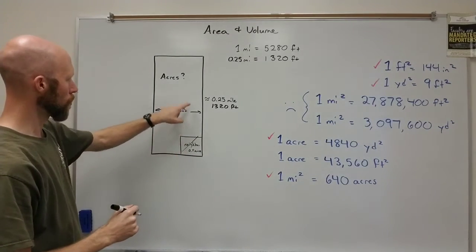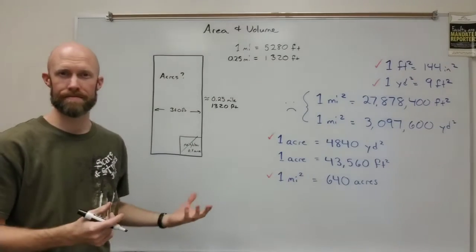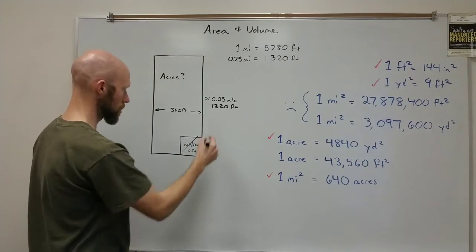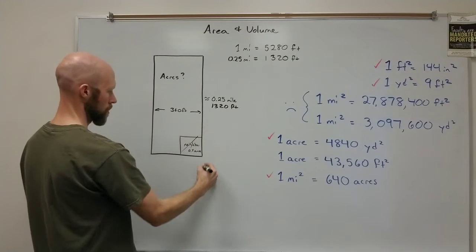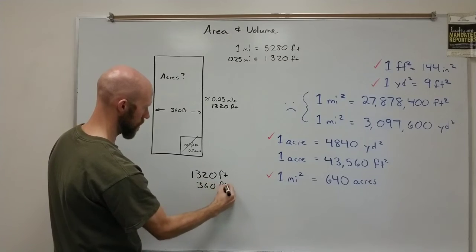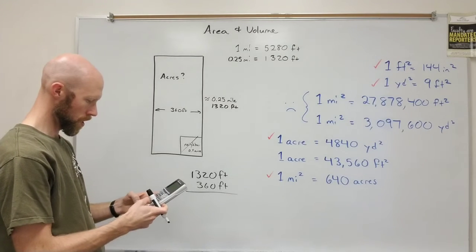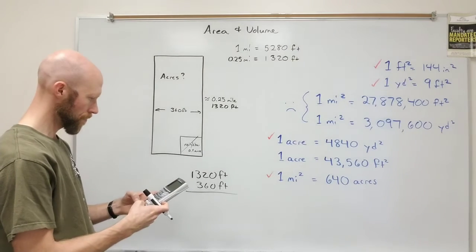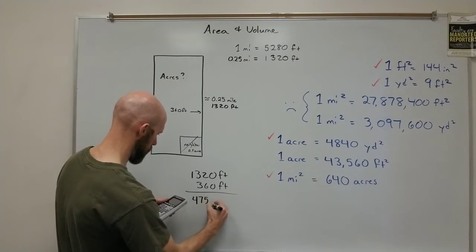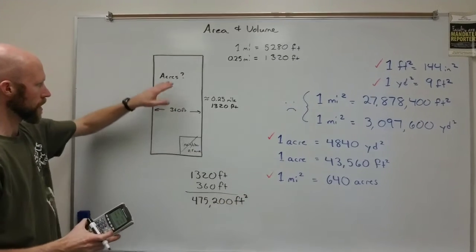And then I want to convert this whole big rectangle into square feet. All I've got to do is multiply the width and the length. So I take 1320 feet by 360 feet. Of course, not doing that longhand. 1320 times 360 is 475,200 square feet, and I've got to turn that into acres then.